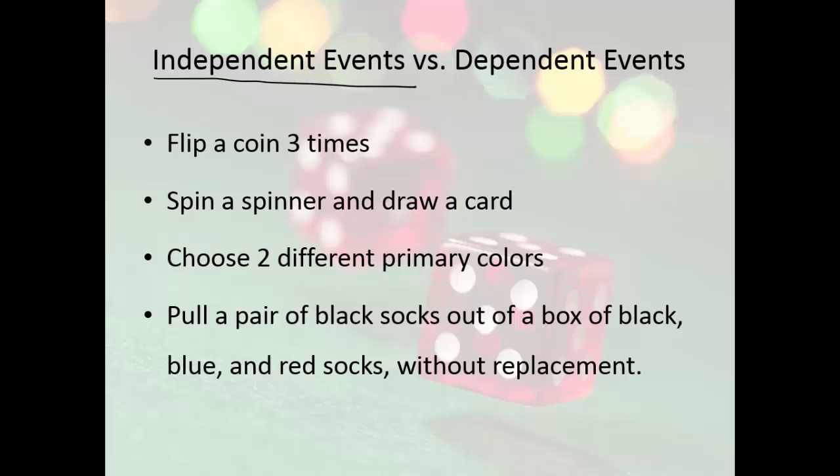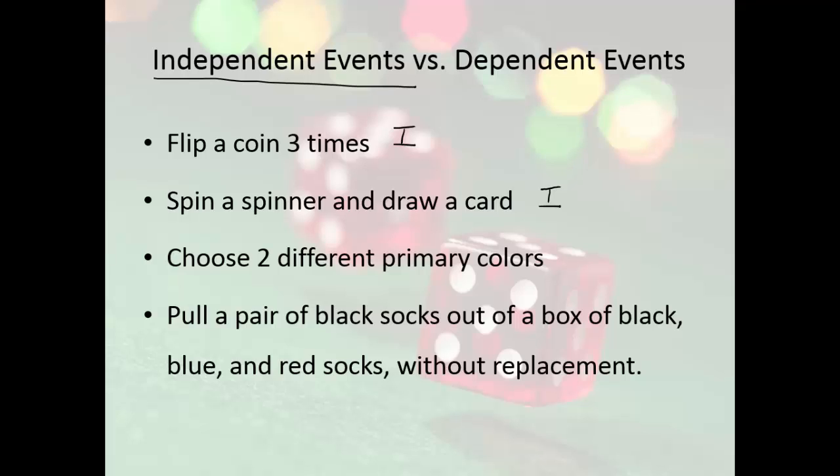If you flip a coin 3 times, each flip of the coin is an event. These are independent events because one flip of the coin doesn't have any effect on the possible outcomes of the next flip of the coin. If you spin a spinner and then draw a card, those are also independent events because the spinner outcome doesn't do anything to limit or change the outcomes for drawing a card from a deck.